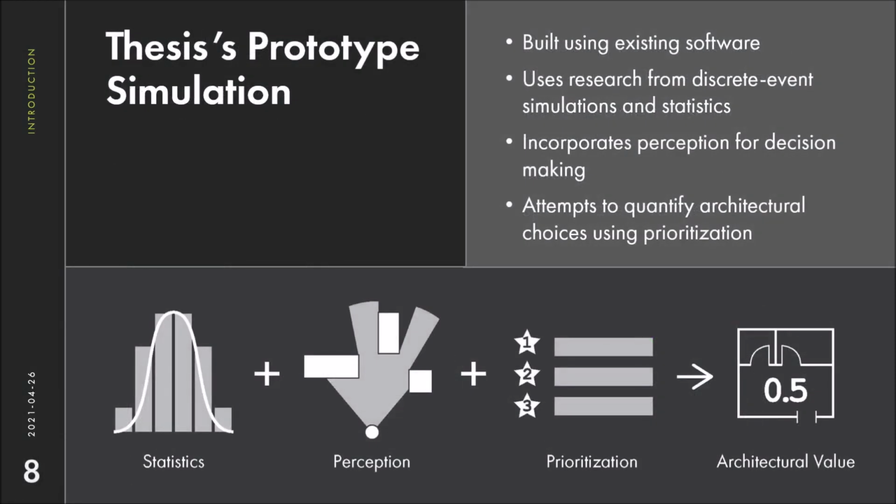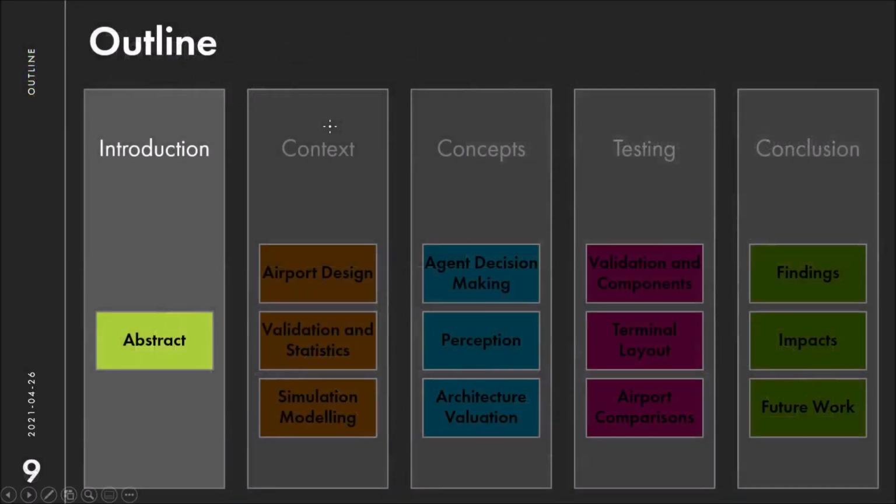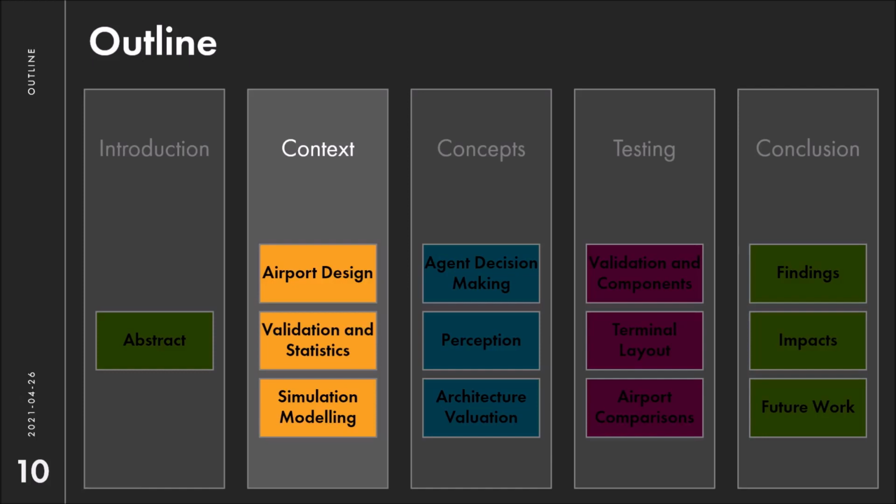To illustrate this, I have explored making a prototype simulation using commonly available software. The prototype builds on existing research from crowd simulations, statistics, and wayfinding, commonly used for egress. I'm incorporating human perception for a new architectural decision-making process, and I'm also attempting to quantify the aspects of architecture that may be important for a successful airport. These are concepts that already exist in other applications, but have not been combined in this way before for architecture. To explain how this is possible, I'll summarize the concept of airport design, validation, statistics, and simulation modeling.